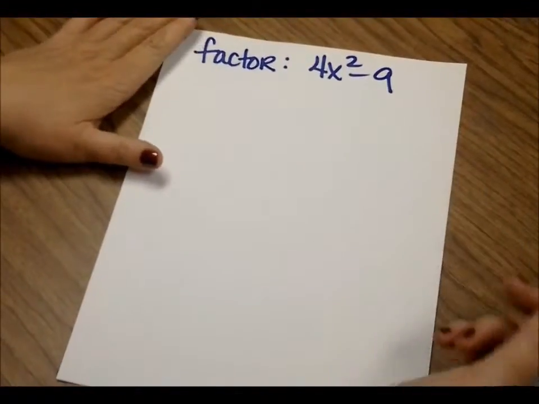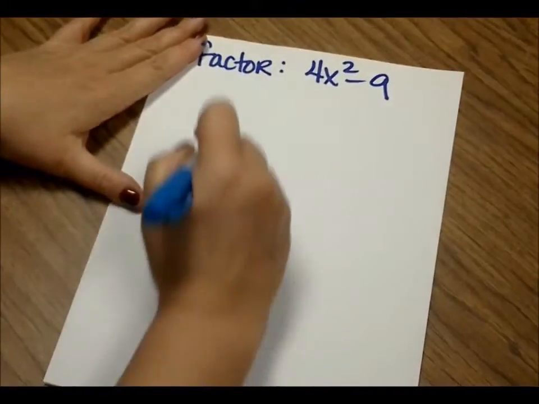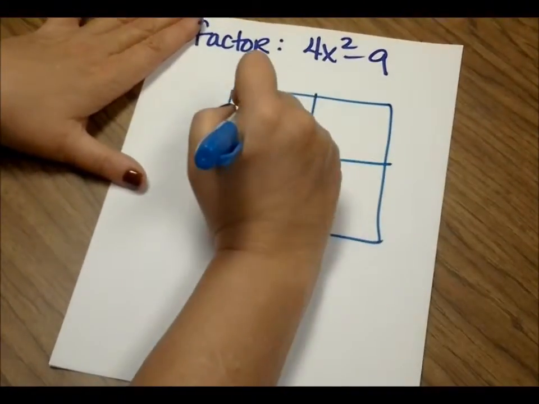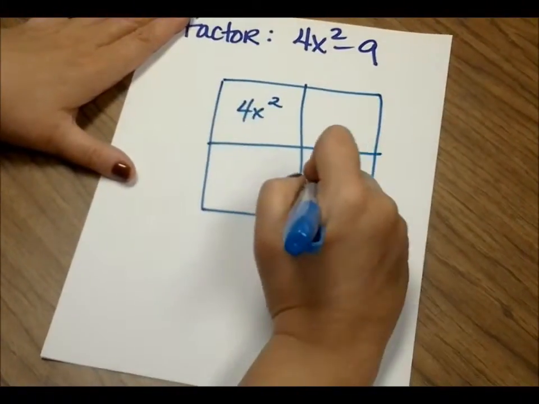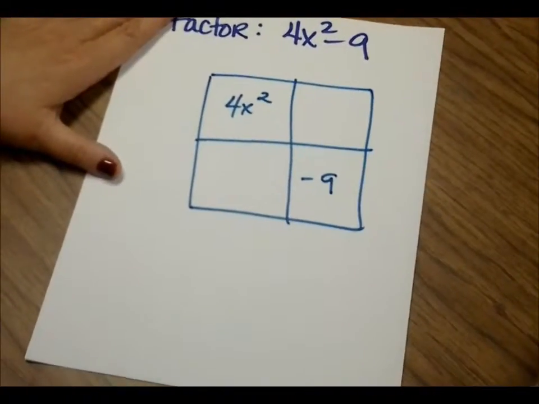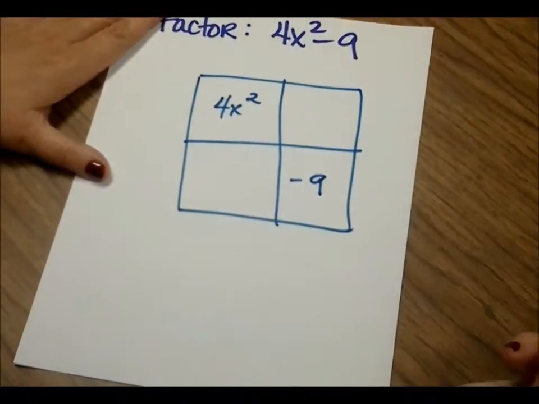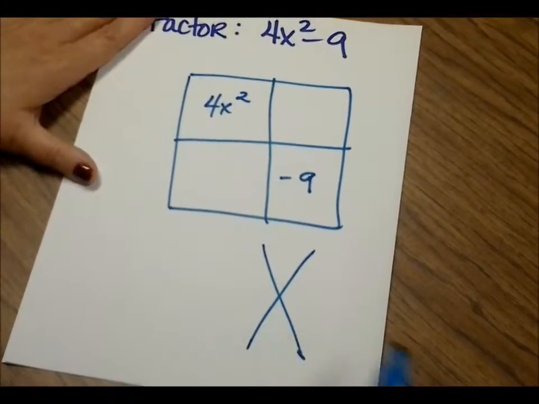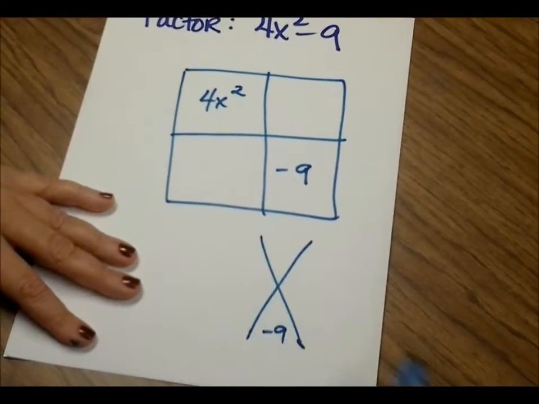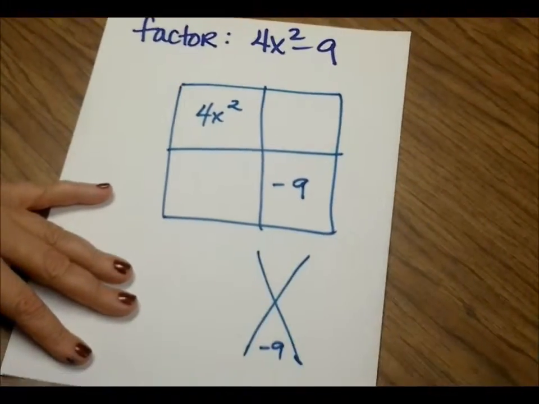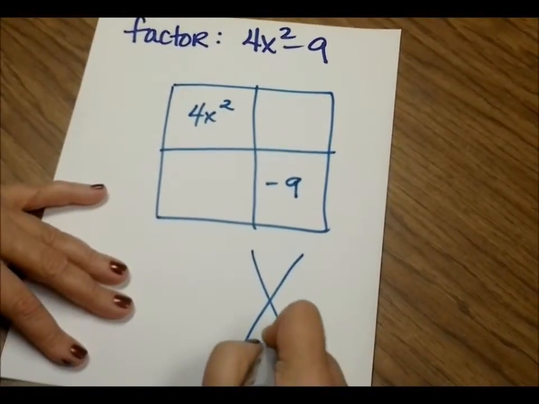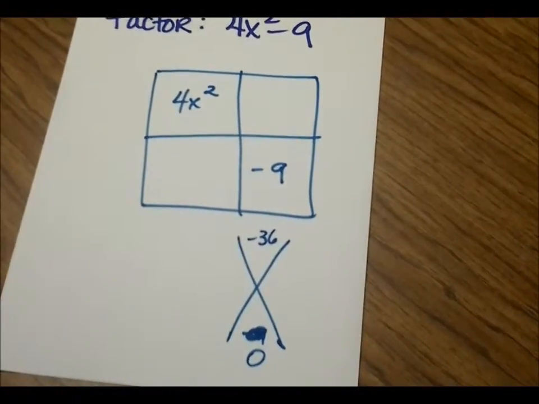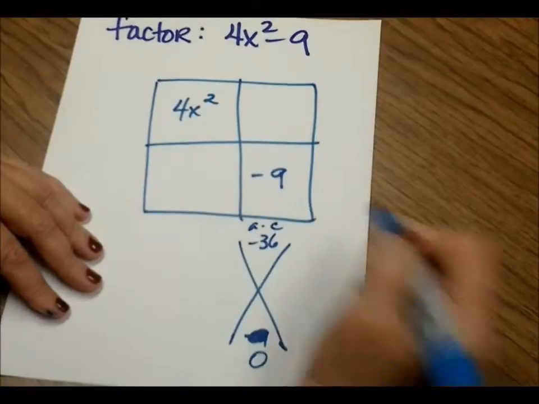Okay, I'm going to factor 4x squared minus 9. So I'm going to start by drawing my graphic organizer. I'm going to put my 4x squared up here and my negative 9 here. I'm going to get some big numbers here in a second. The negative 9 is going to stay down here. Nope. That's B. No, that's B. Sorry, that's a 0. Thank you. Sorry. And I'm going to have negative 36 up here because this is A times C.